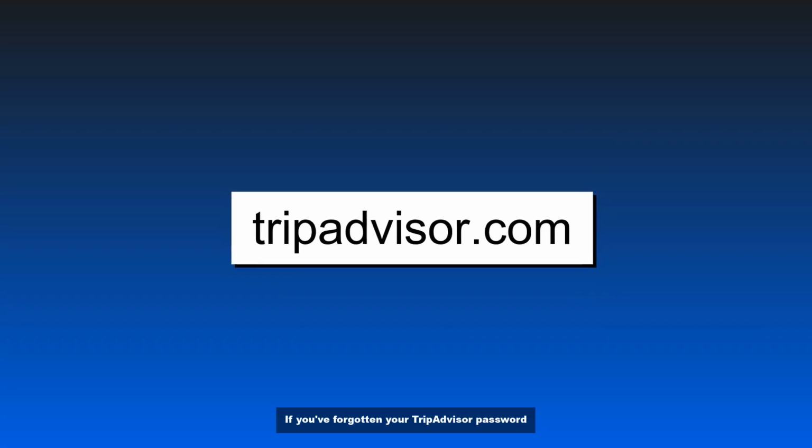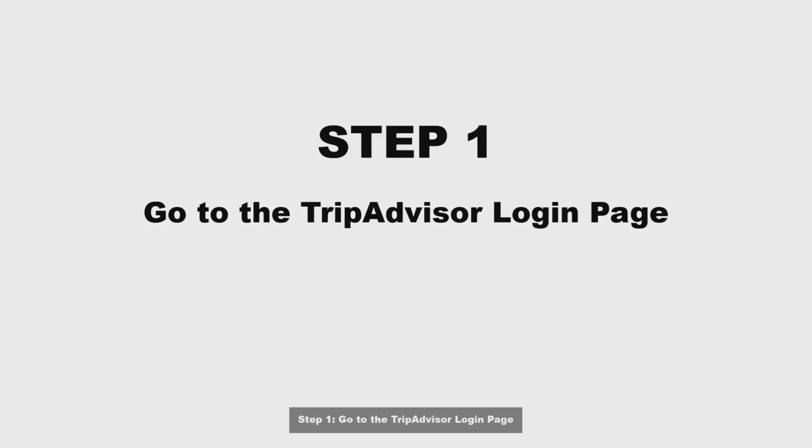If you've forgotten your TripAdvisor password or need to reset it for any reason, follow these simple steps to regain access to your account. Step 1. Go to the TripAdvisor login page. Visit the TripAdvisor website and navigate to the login page where you usually enter your credentials.